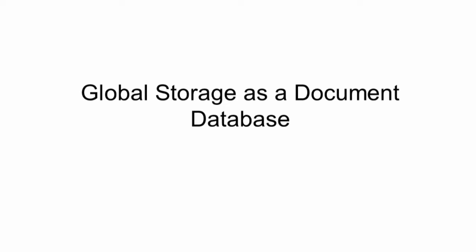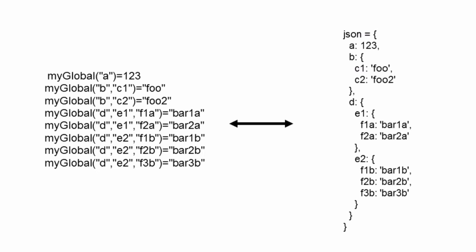In this lecture, we're going to focus on one of the most exciting and powerful features that result from projecting global storage as global node objects: the ability to project global storage as a document database. In earlier lectures, I've noted the direct one-to-one correspondence between a global and its representation as JSON, as in this example here. However, I've not explained so far how that mapping could be achieved.